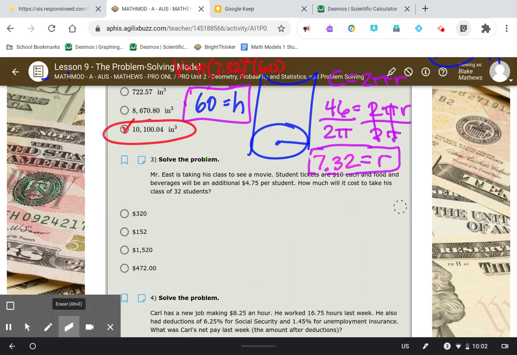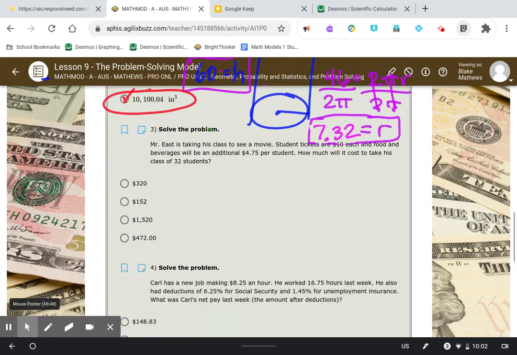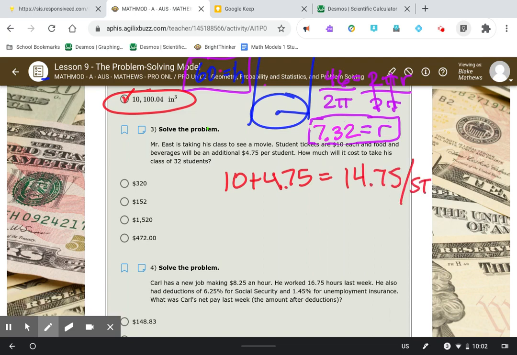Number 3 is a little bit easier. Mr. East is taking his class to see a movie. Remember the days of going to the movies? Student tickets are $10 each, and food and beverages will be an additional $4.75 per student. So that means for each student it costs 10 plus 4.75. So that means that the total cost for a student to go to the movie is $14.75 per student. Now, I got that because I didn't even know what the problem was yet, but I do know that is something that's going to be important.